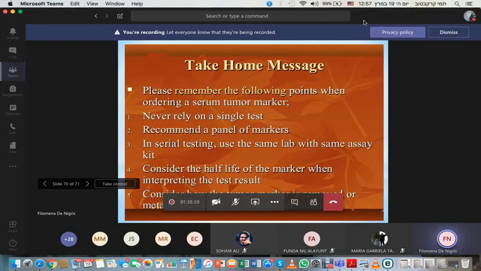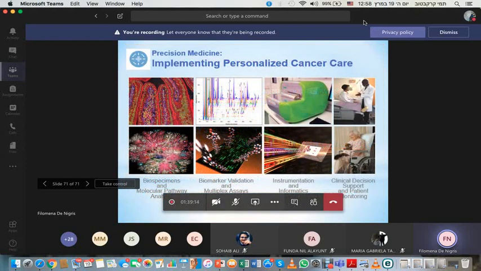Always consider the half-life of the marker when you use it to follow the therapy, and keep in mind that markers change dynamically. Consider also the metabolism of the person. Sometimes the metabolism changes depending on the treatment, on the age, and on several other diseases.